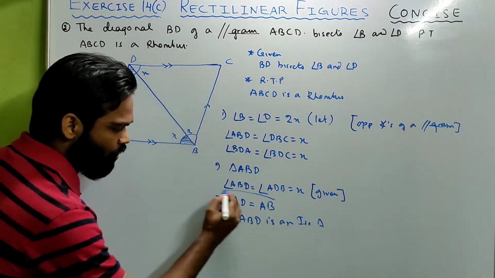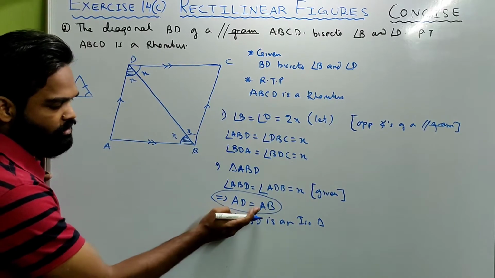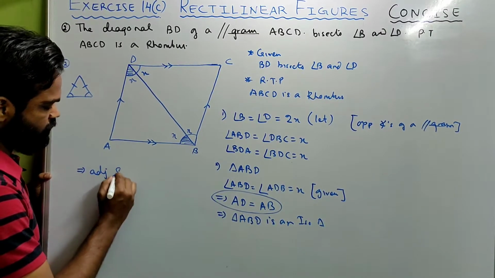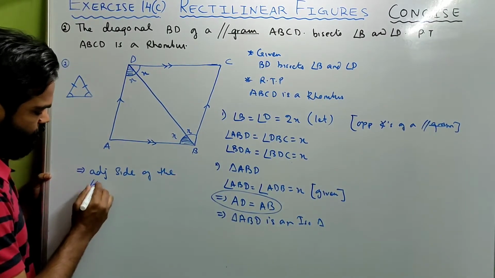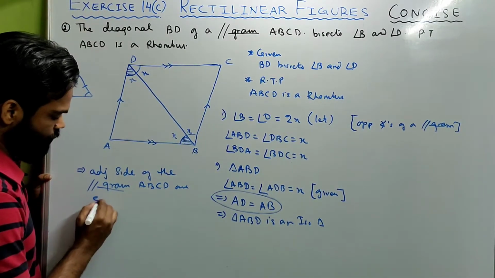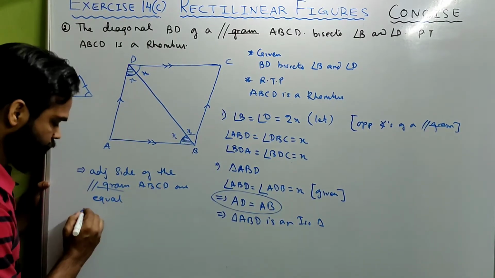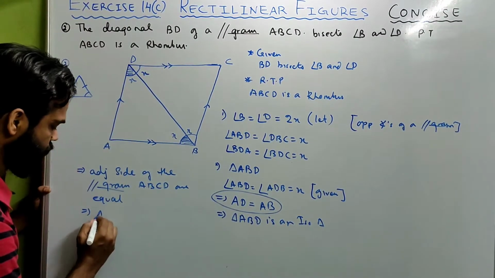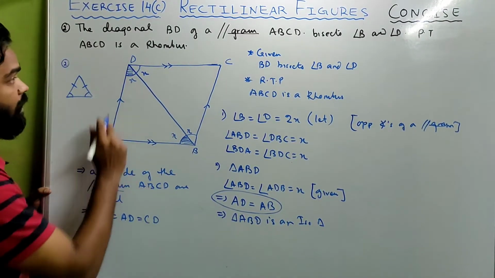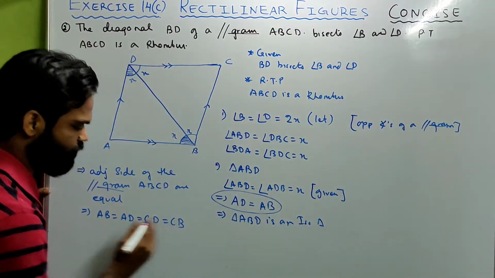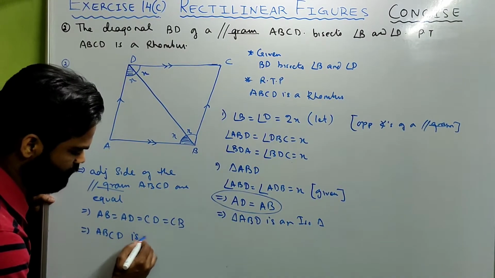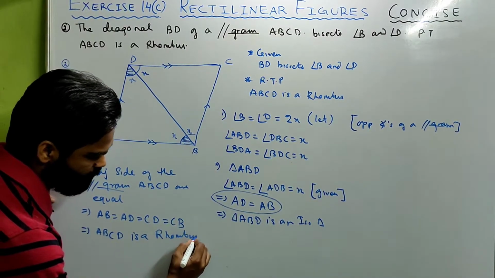So we just got AD is equal to AB, which means adjacent sides of the parallelogram ABCD are equal, which means, can I say AB is equal to AD and AB is equal to CD, we know, and AD is equal to CB, which means all the sides are equal, which implies ABCD is a rhombus. Done.